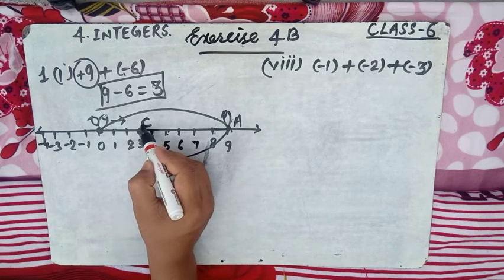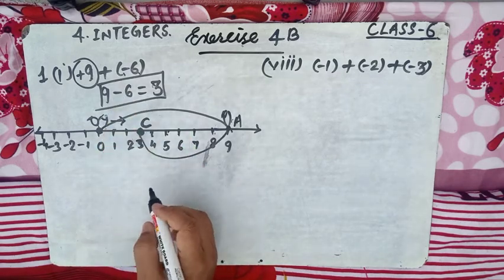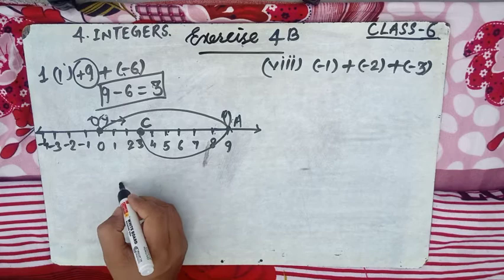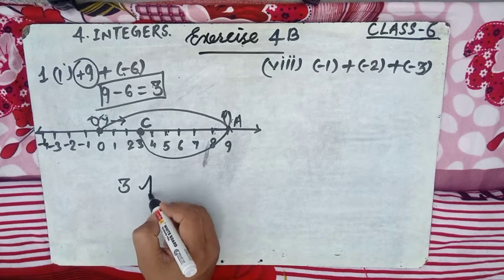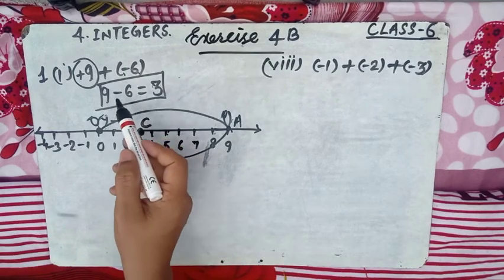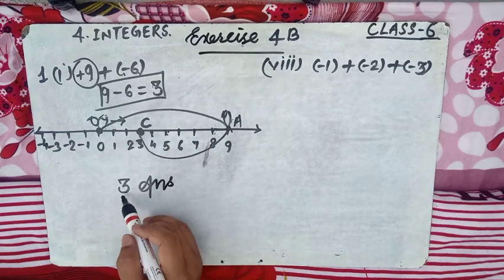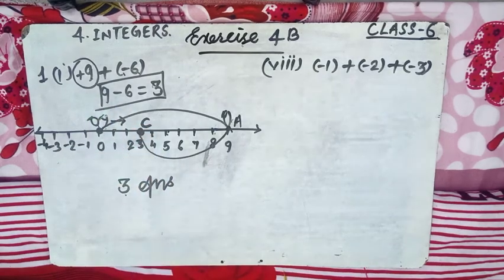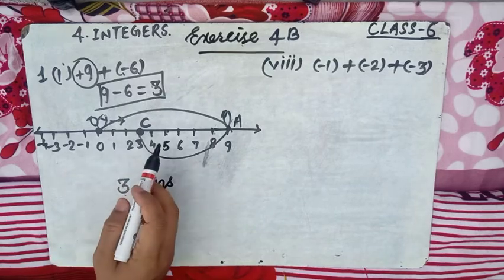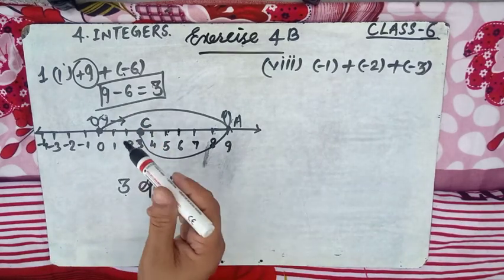The point C will indicate the exact value of this answer. That means the answer is 3. 3 is your answer. As you can see directly, we have already solved 9 minus 6 is equal to 3, and with the help of a number line we can easily solve. The plus sign will indicate we move towards the right side of 0, and the minus sign will indicate we move towards the left side of 0.